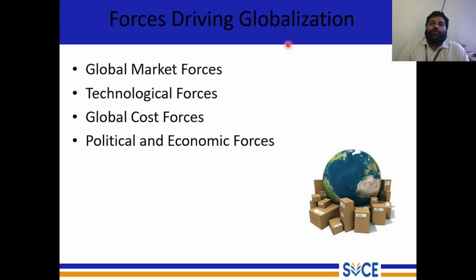So what are the forces which drive globalization? Global market force, technological force, global cost force, political and economic forces. When you see the global market, India is one of the biggest markets for all those global competitors, so they bring in their products voluntarily for us. Technological forces is like developing technologies. When you see automobiles, different technologies come into place once every 5 years. So different markets are being opened up, and consumers require a lot.